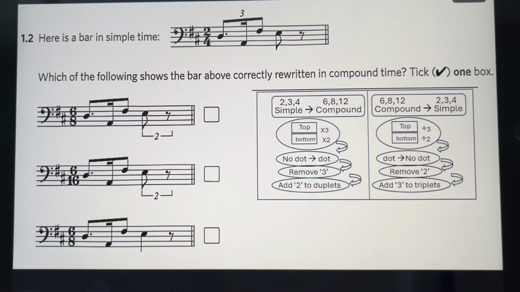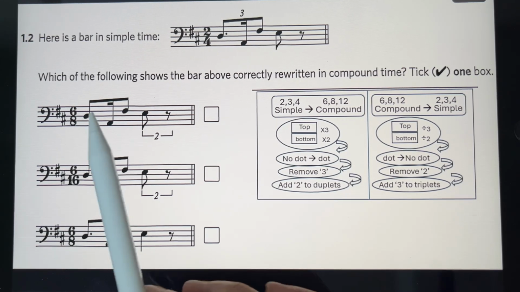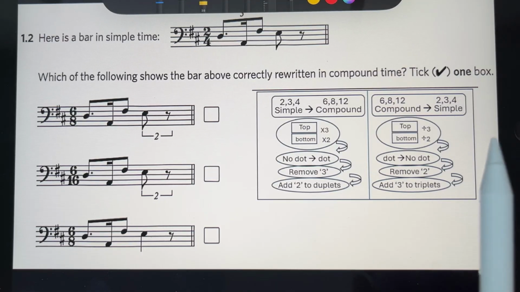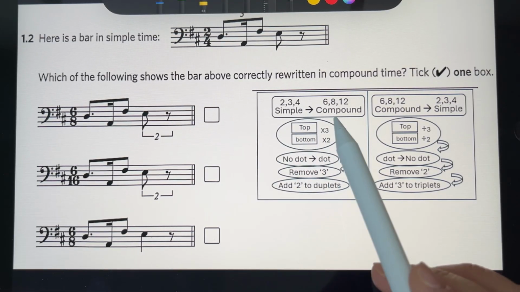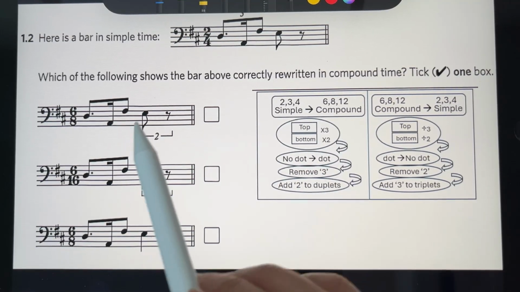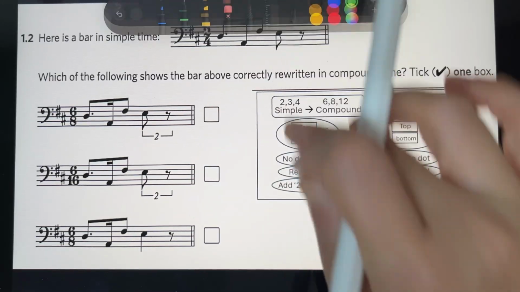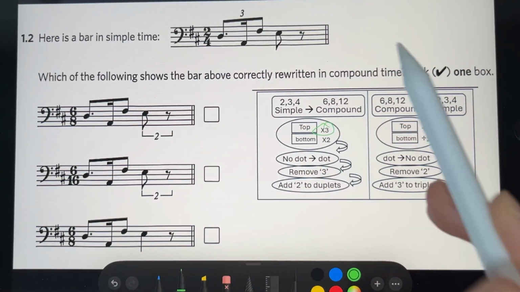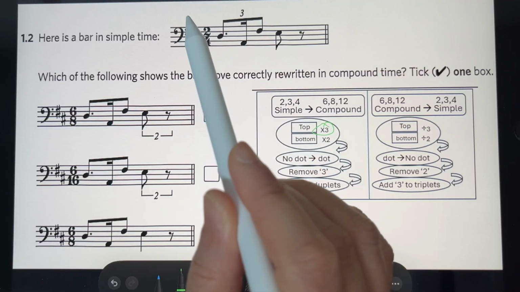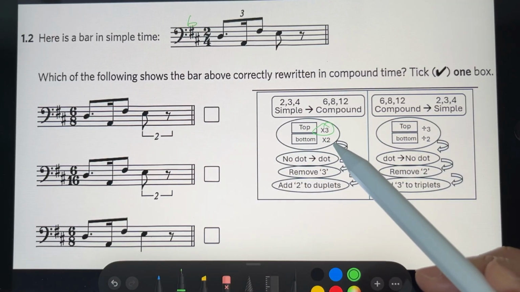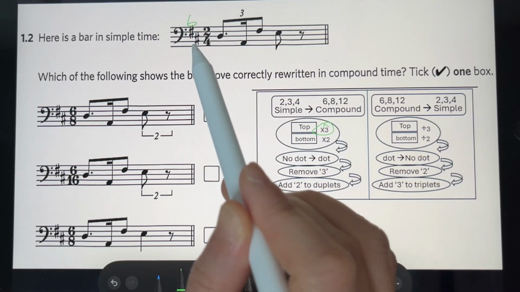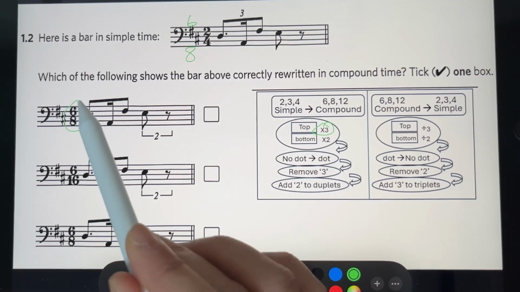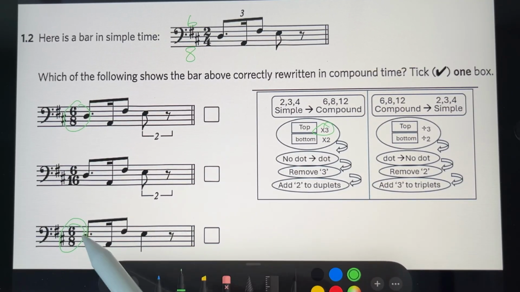1.2, we are going to convert the simple time to compound time. So right here in front of you, I have a diagram, simple to compound. The top number we need to times 3. So that is 2 times 3. And the bottom number times 2 becomes 6/8. Okay, so over here 6/8, these are the 2 correct ones.